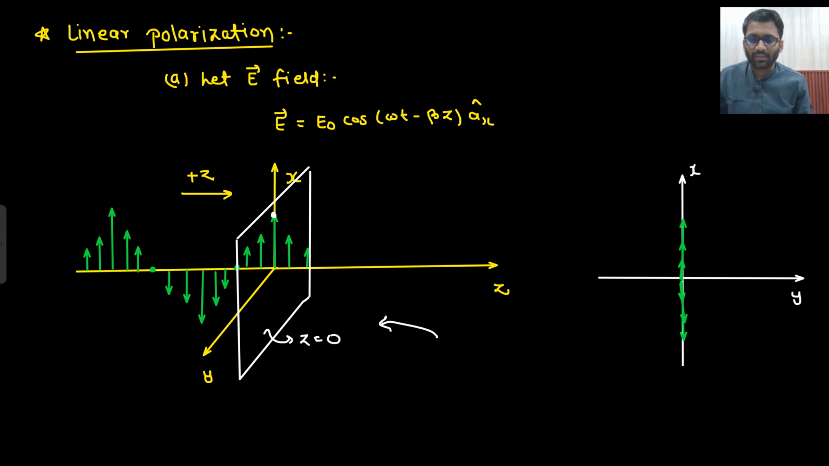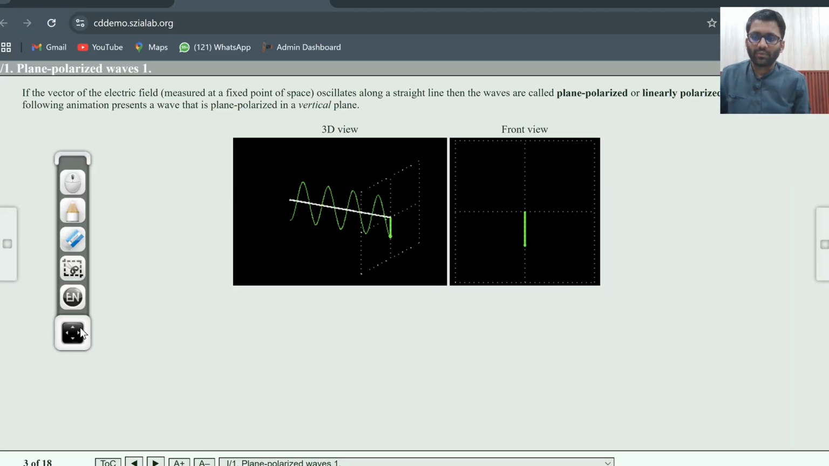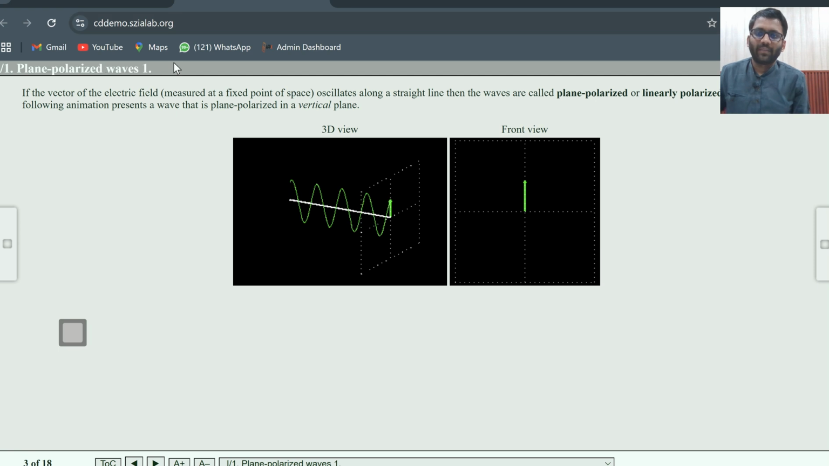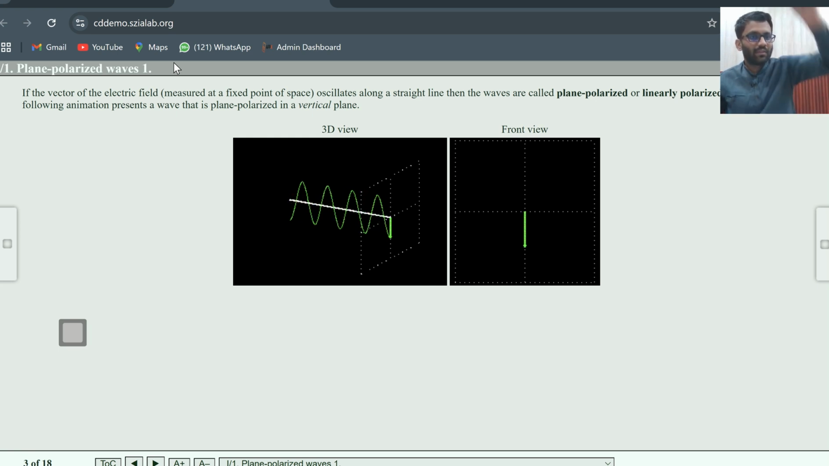Let me show you the animation. Okay, so credit goes to this website, CCDMO. Credit goes to them. So if my wave is propagating like this, you can see this will be the tip. This is how it will look like. The tip will first start from here, then it will go down, then it will go down. Are you able to see the tip? So in a line, it will keep on moving, right?